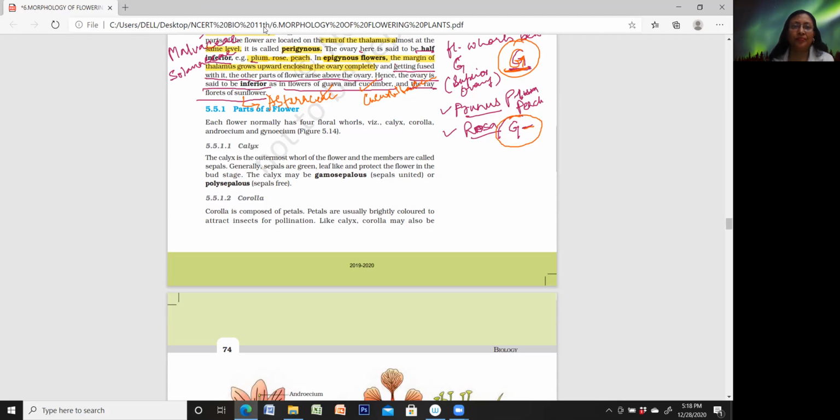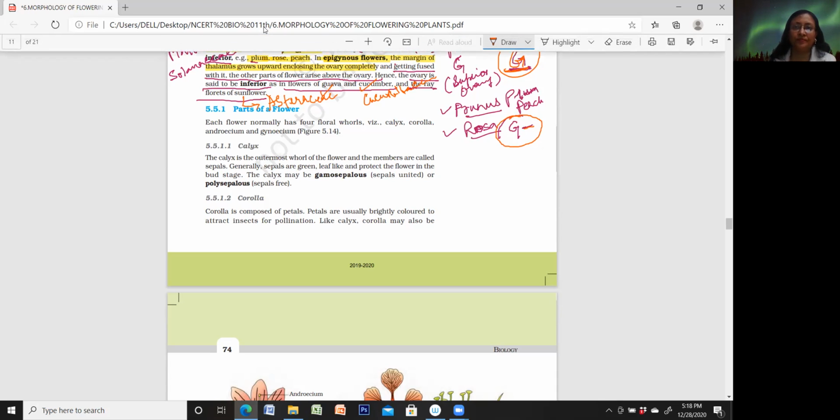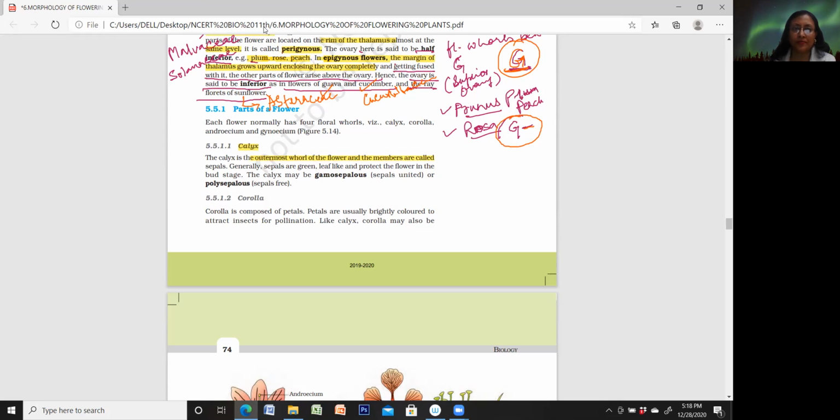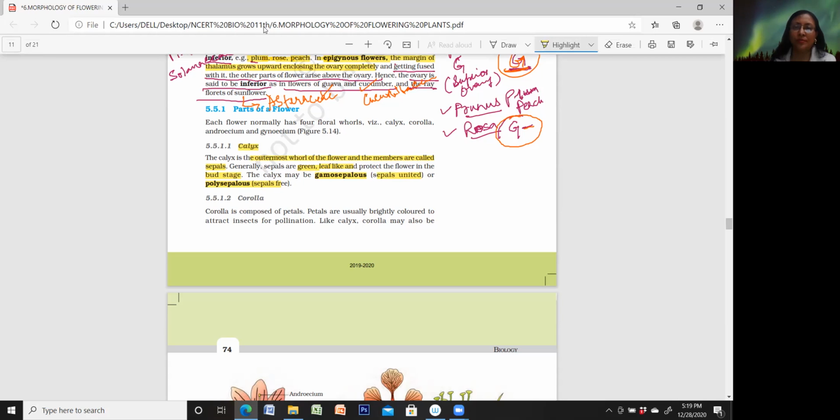And as you can see, calyx is the outermost whorl of the flower, and the members are called sepals. Okay, the whorl is calyx and the members are sepals, which are green, leaf-like, and they protect the flower in a bud stage. So that is the only function that they have, that they protect the flower at the bud stage. The calyx may be gamosepalous, that is when the sepals are united, or polysepalous when the sepals are free. What does it mean?